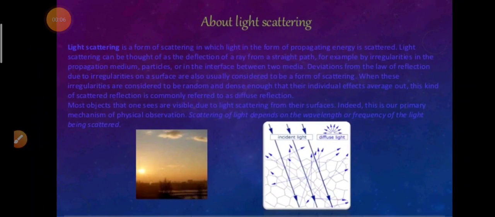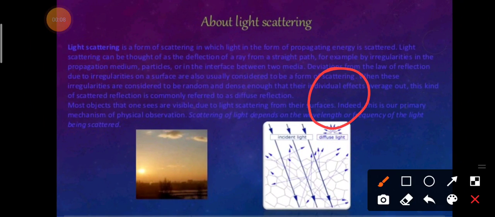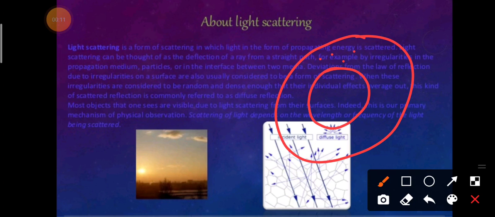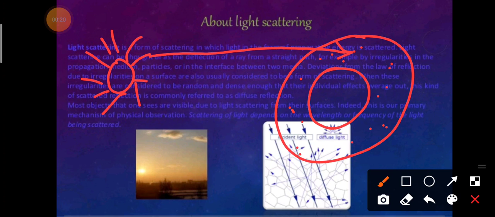You know that our Earth's atmosphere contains dust particles and gas molecules. So whenever sunlight enters our atmosphere, these dust particles and air molecules first absorb the light, and after absorption they re-emit the light in all directions. This first absorption and then re-emission of light is called scattering of light. And due to this scattering, the light spreads in all directions.